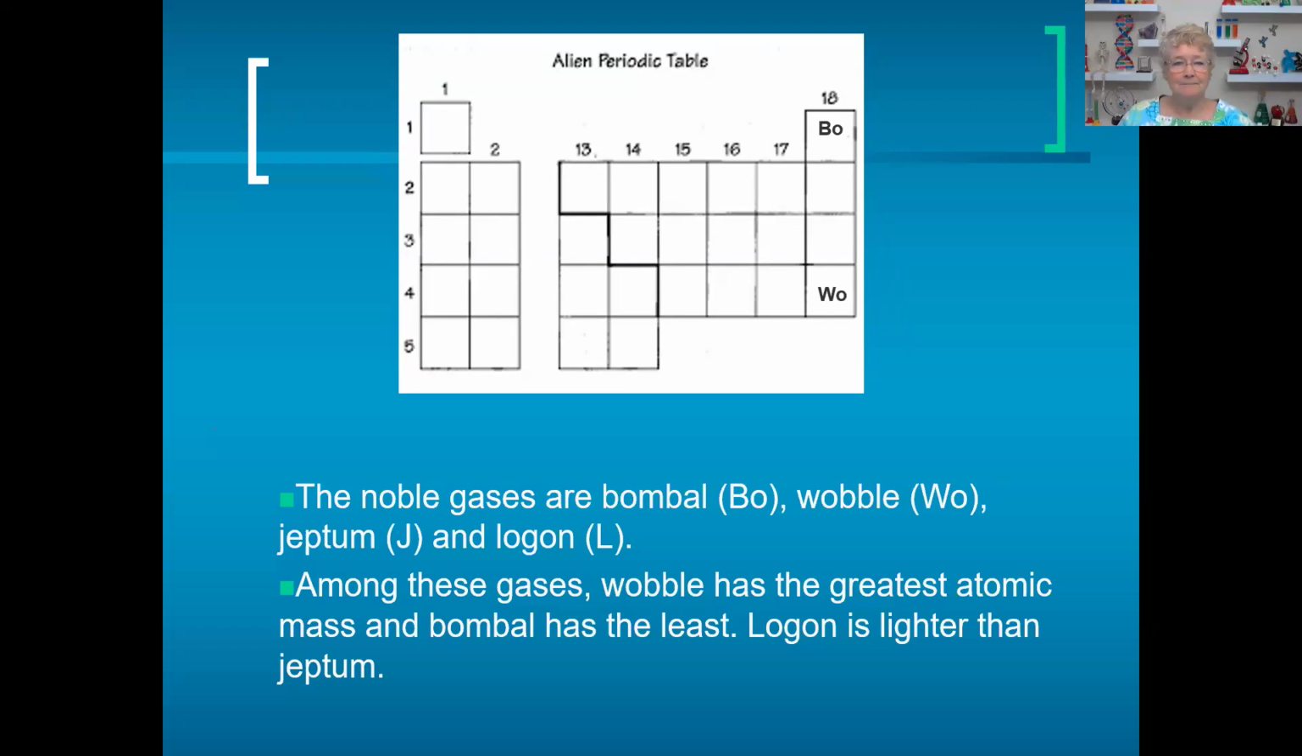Ella. Logon. Logon. And then what goes right below Logon? The last one left. Go ahead, Ella. Gyptum. Gyptum. All right. We just figured out their noble gases. These are the stable ones. These are the ones that have a happy filled outer electron shell.